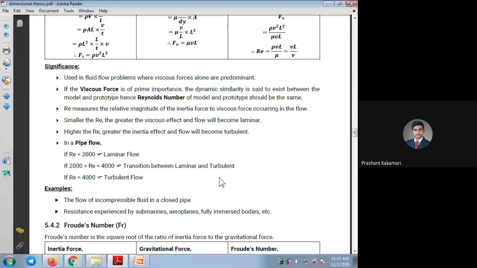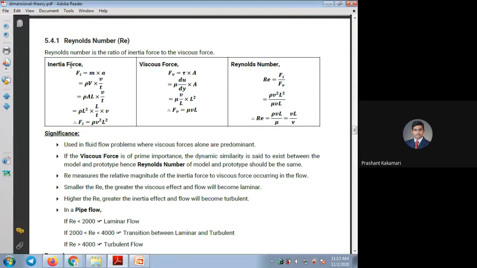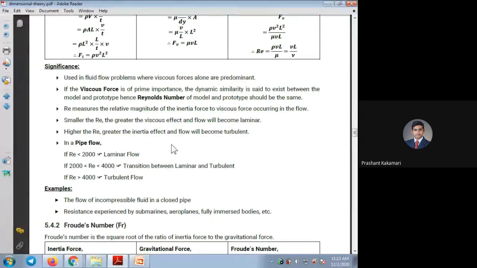Next, it measures the relative magnitude of the inertia force to the viscous force. To find how much is viscous force or how much is inertia force by ratio, one can also use this Reynolds number. If the values are very less, then one can tell viscous forces are very high, then the flow properties. Then whenever the Reynolds number is higher, what will happen? Inertia forces will be higher and flow will become turbulent. So like this, by using this Reynolds number, one can make many conclusions.